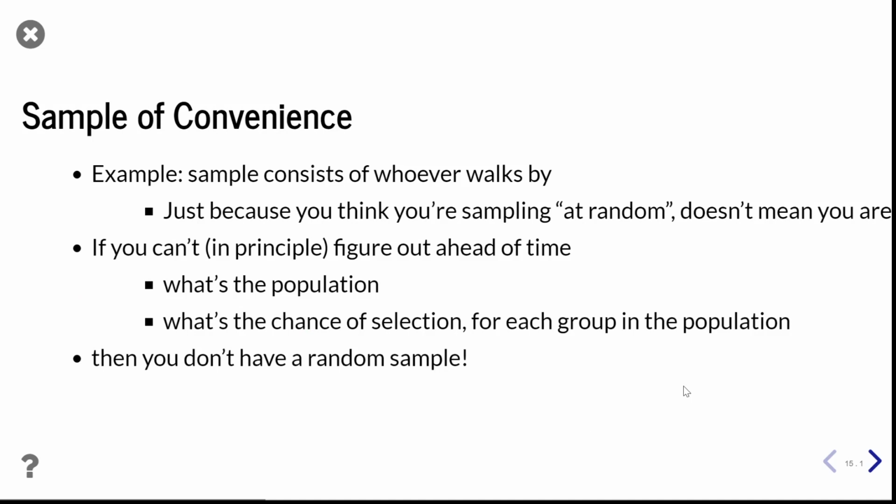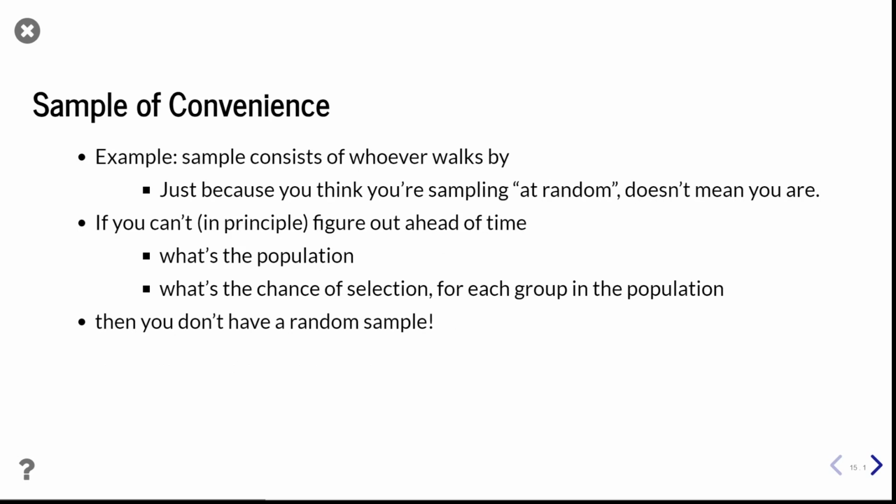So before we move on, it's important for us to mention a popular type of way that sampling is done that has some drawbacks, and that is a sample of convenience. A sample of convenience is where we just sample by taking whatever comes to us, whatever walks by, for example. And the problem with this is that it isn't truly random, okay? Because we can't calculate ahead of time what the probability is of seeing any particular group in the population. Okay, so let me give you an example.